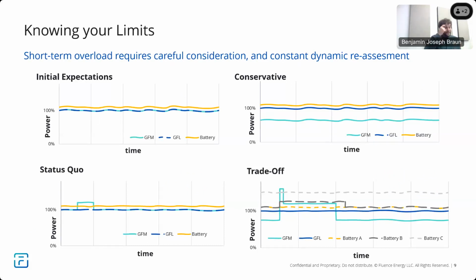Continuing on the thread of hardware, what we see, rightfully so, from customers is that they expect, if I have an inverter that can do this much power in grid following, I expect that in grid forming it can do the exact same amount of power, right? Why not?